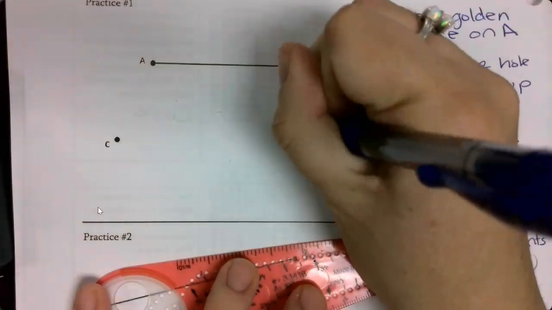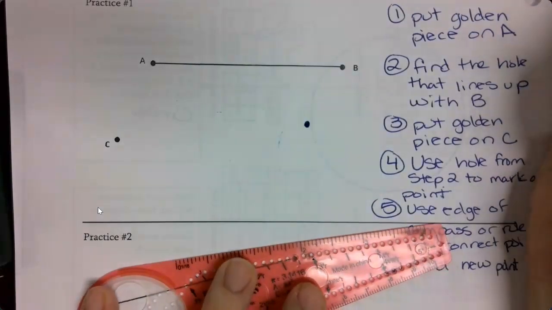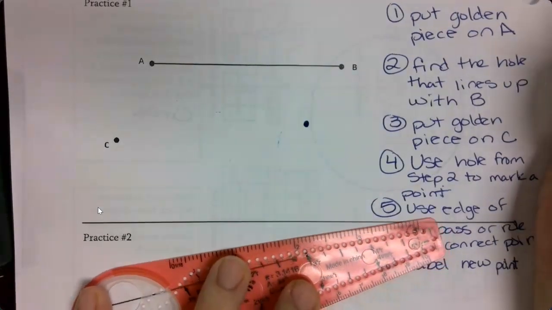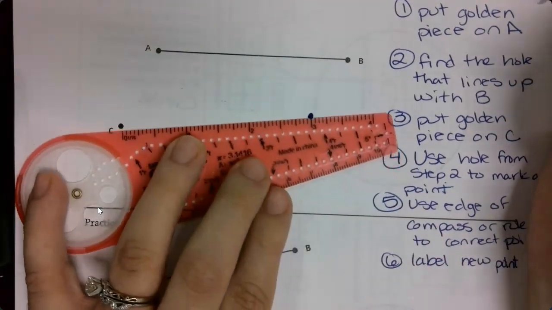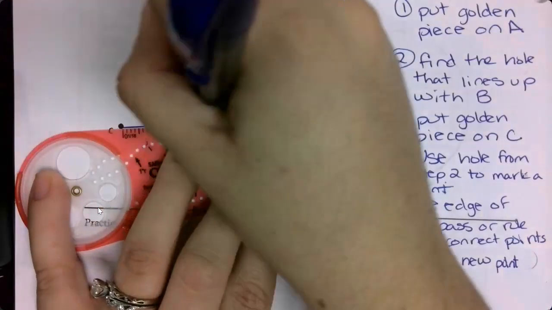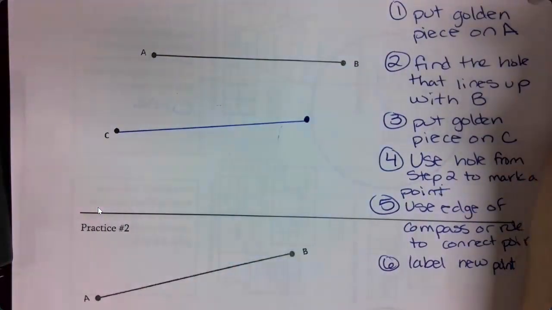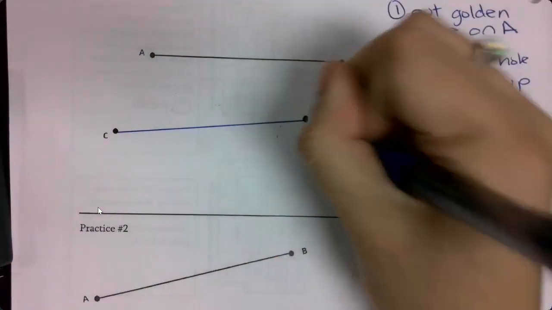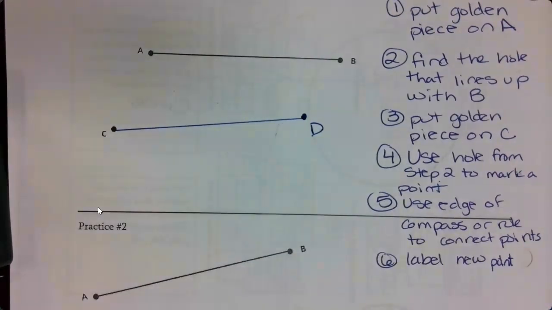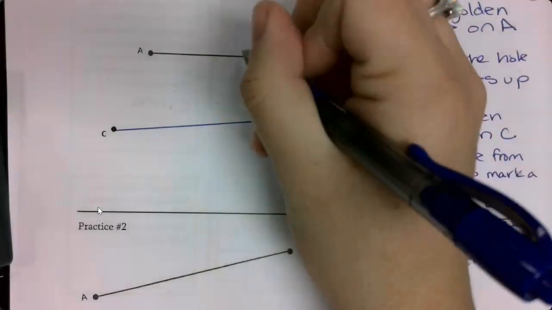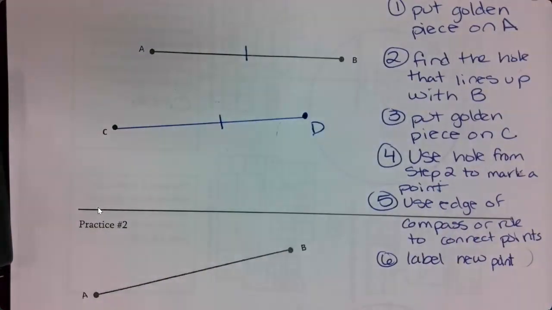I'm going to make it bigger now that I've removed my compass. Then I want to connect the 2 points. And I'm going to label this D. I'm going to use this line going through it to show that they are the same length.